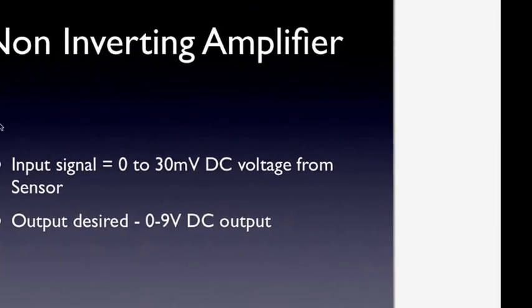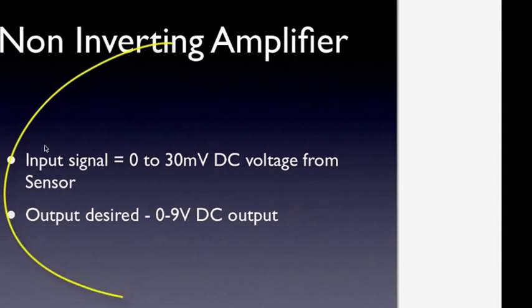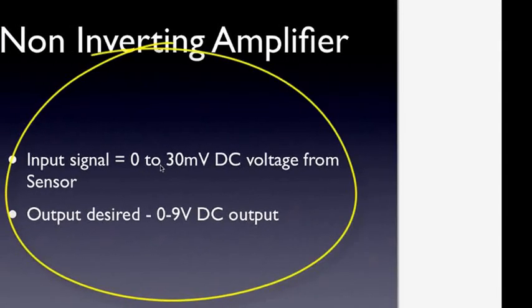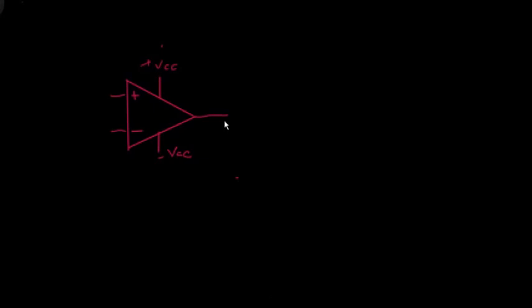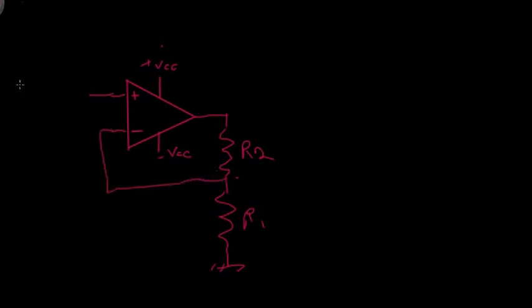Here we have a goal. We want an input signal that ranges from 0 to 30 millivolts DC to give an output of 0 to 9 volts DC. Our non-inverting amplifier configuration involves a voltage divider on the output. This is typically called R2, R1, and this point is brought back, and we have Vin. Vout is equal to Vin times 1 plus R2 over R1.